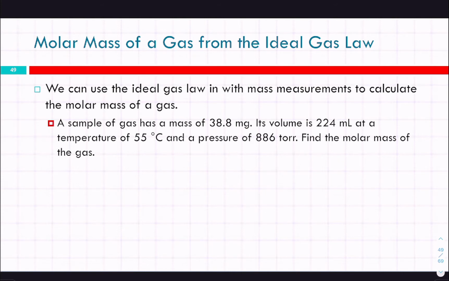So if we have a sample of gas that has a mass, and we have to be given the mass, its volume is 224 milliliters at a temperature of 55 degrees C and a pressure of 886 torr. Find the molar mass of the gas. So we've been given a lot of units here that we need to convert. So pressure, volume, N, R, T.